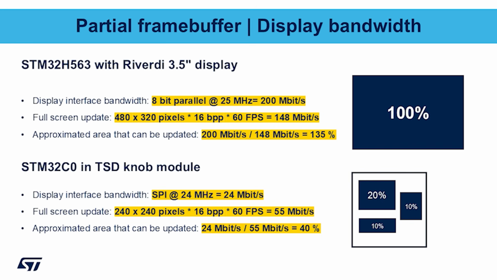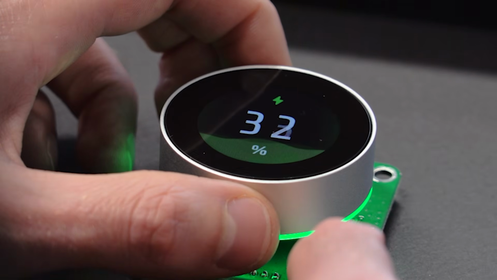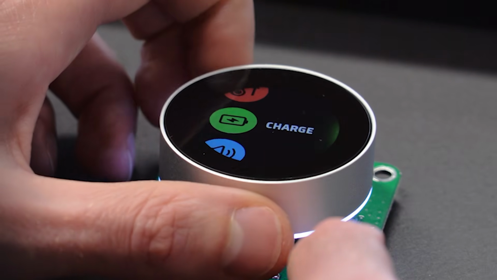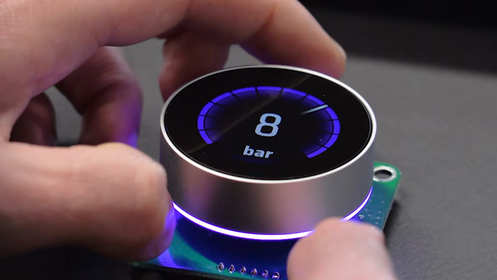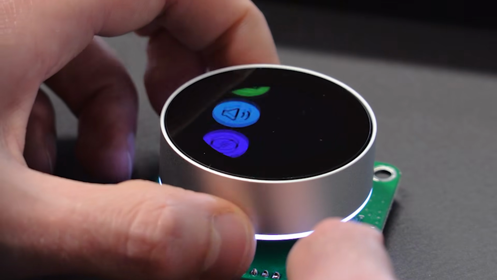To see what that looks like in real life, let's take a look at this knob display from our partner Team Source Display, which features an STM32C0. Thanks to the partial frame buffer strategy, it's possible to run a UI that looks smooth even when using numerous screens and animations that appear extensive.